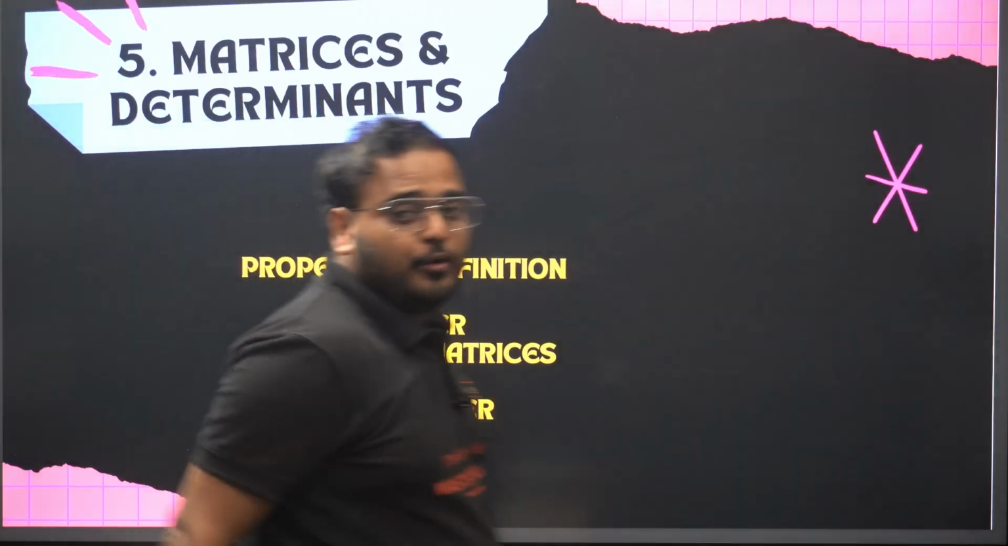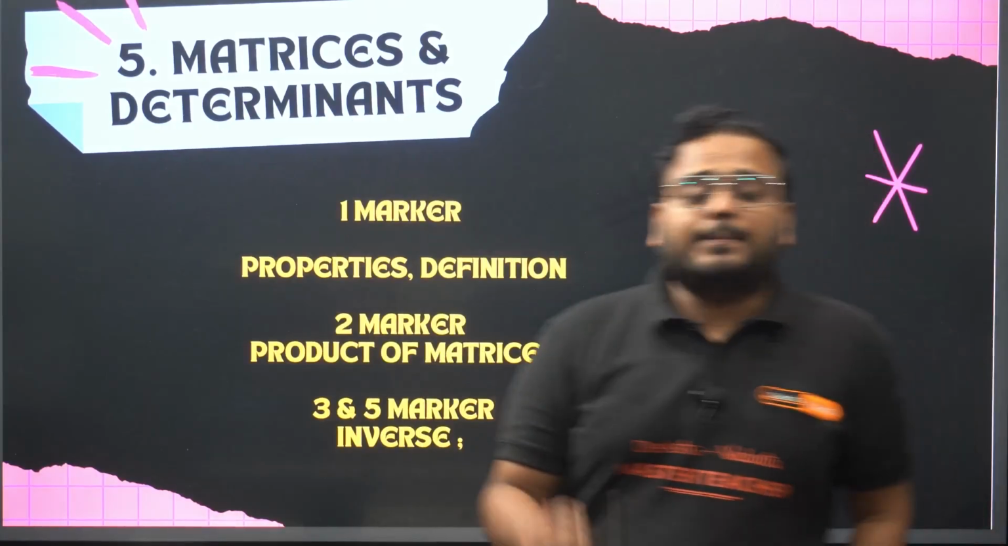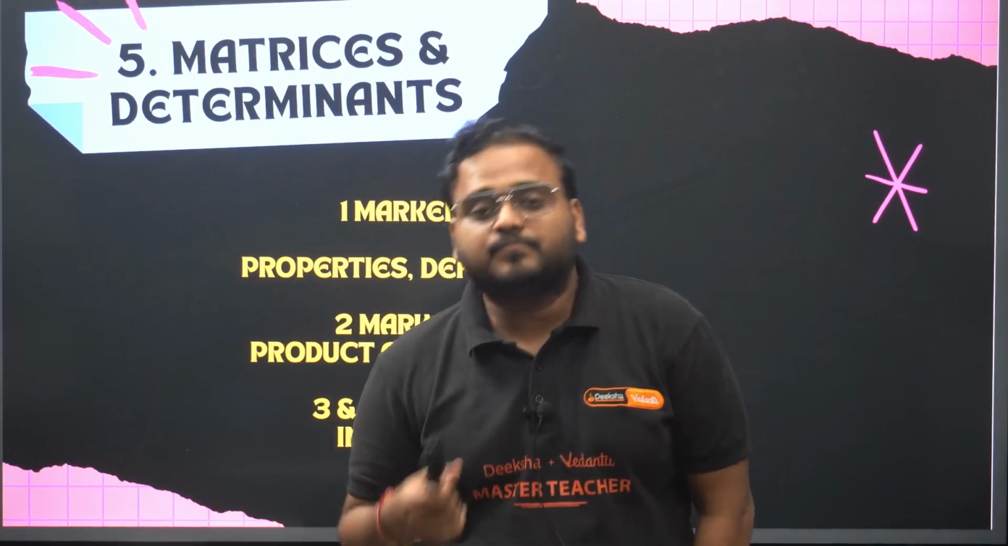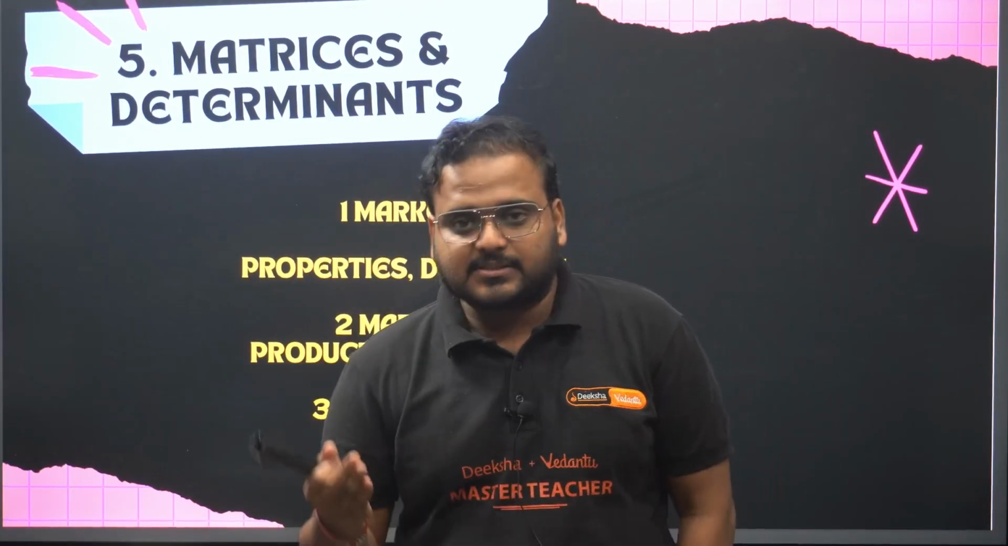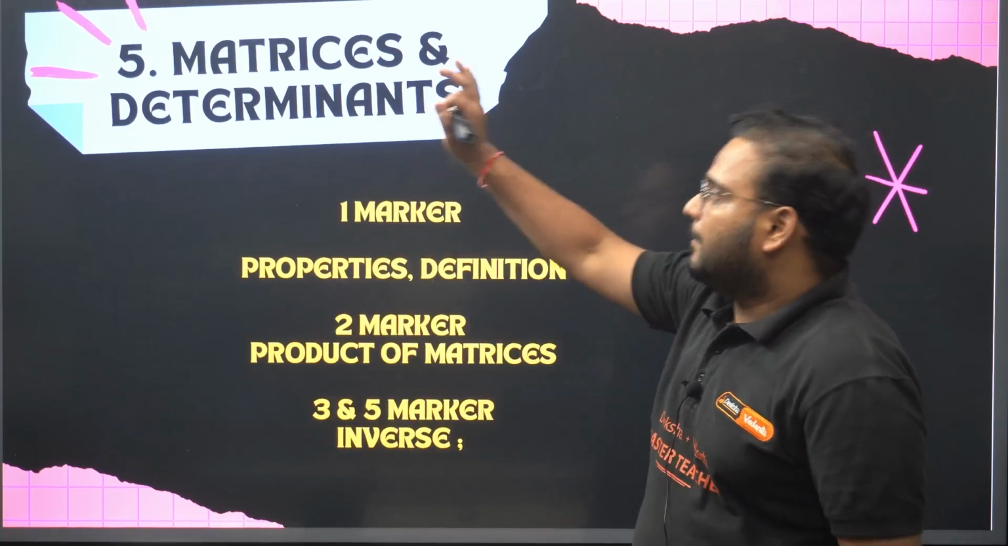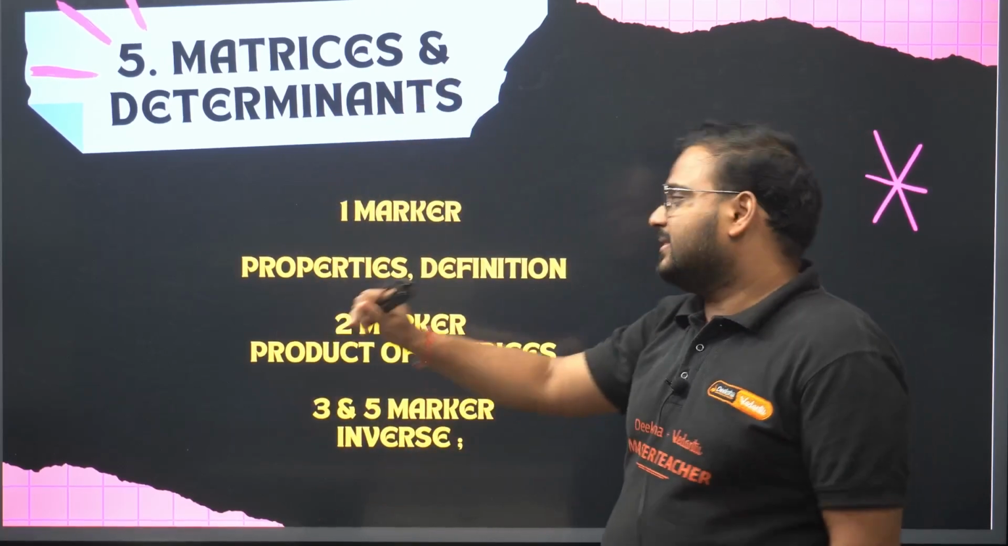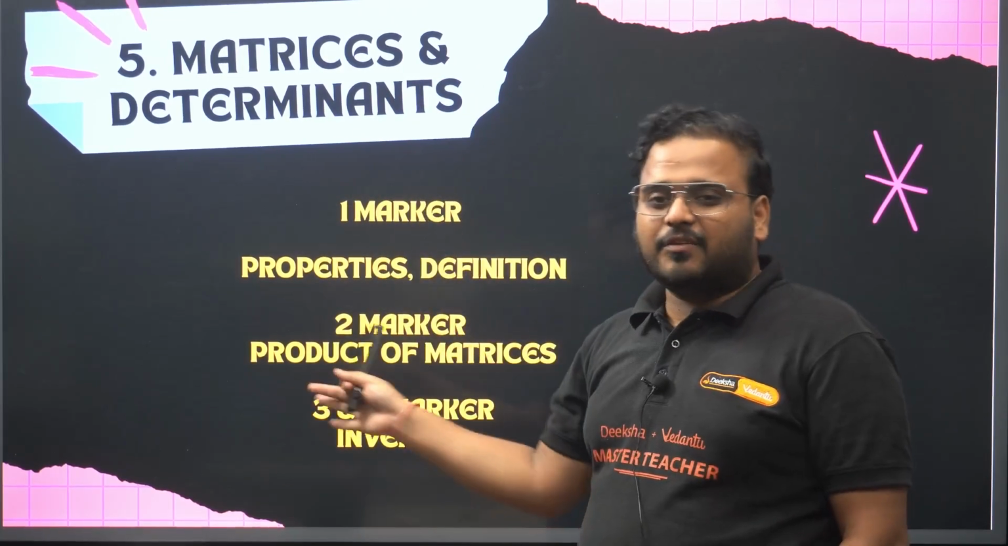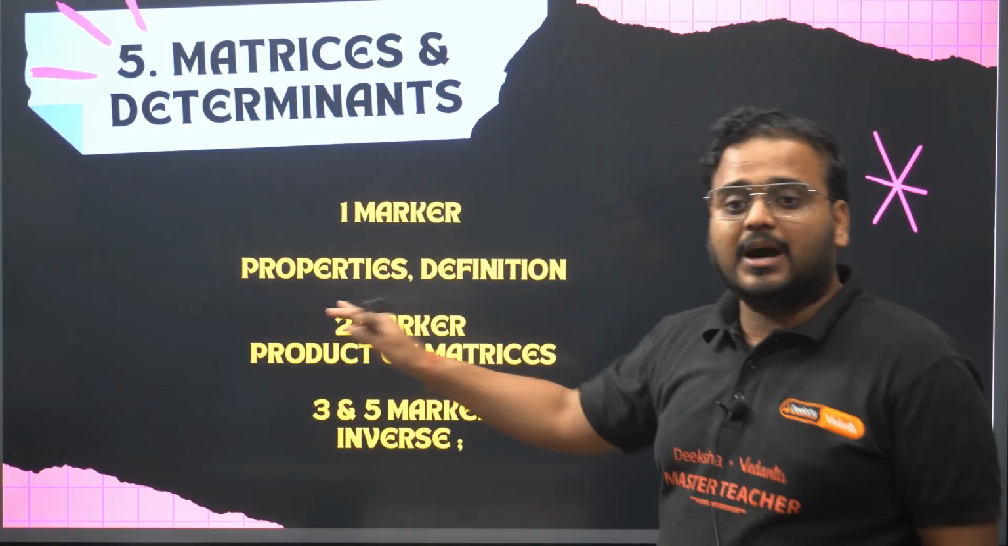Number 5, you have now, as I said, chapter wise split, which means for every chapter, what are the most important topics. So in the chapter we have matrices and determinants. The topics are like this. In the 1 marker category, properties of matrices and determinants, questions can be asked on that.